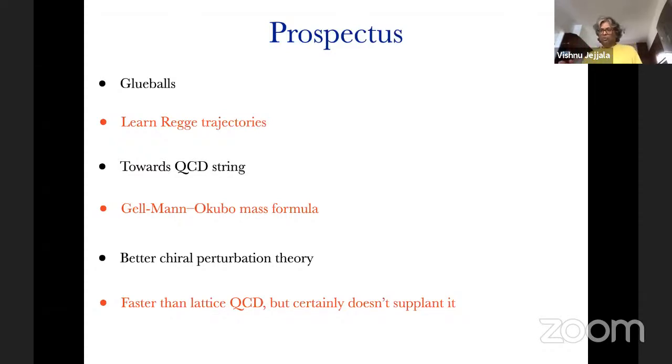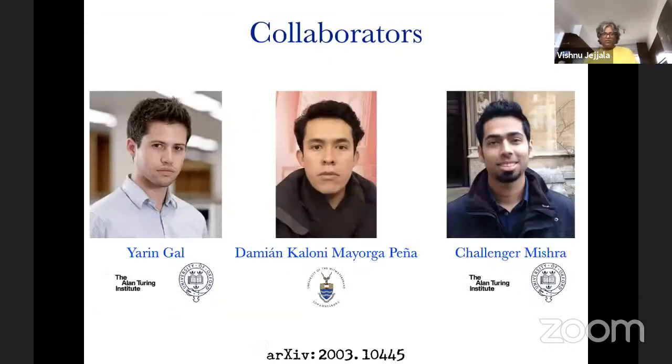These methods are much faster than Lattice QCD, but it certainly doesn't supplant it. Lattice QCD makes better predictions than neural networks do. It's just that my neural network, I can run it in minutes on my laptop, whereas Lattice QCD calculations are measured in graduate student years. As a result, there are trade-offs, but that's where we are currently. This is work I did with Yaron Gal, who's at Oxford University, Damian Mayorga Pena, who's a postdoc at BITS, and Challenger Mishra, who's also at Oxford University.